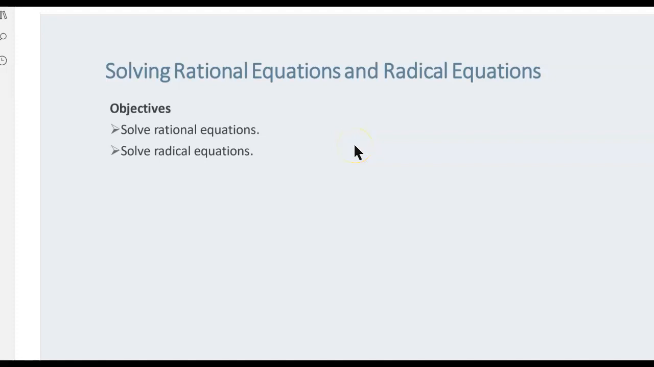In this video, we will be looking at different techniques to solve more complicated equations, specifically equations that have rational expressions or things that look like fractions, or radical expressions, things that are square roots or cube roots. Let's talk first about the rational equations.